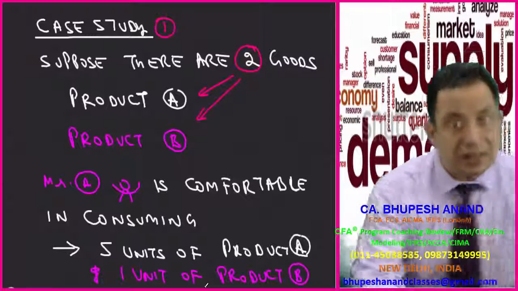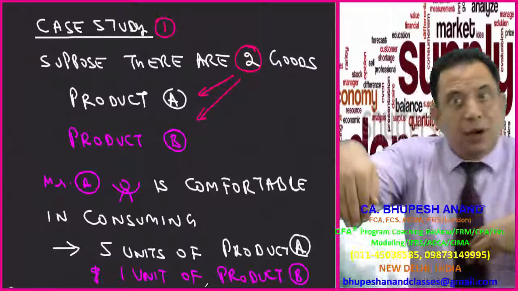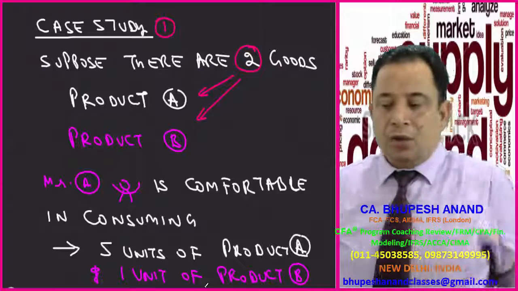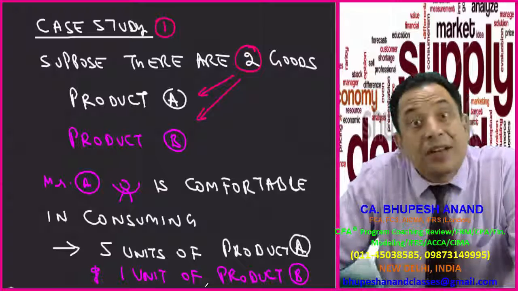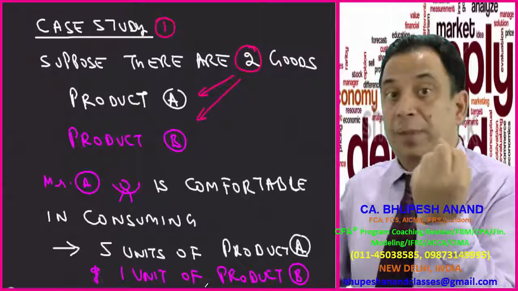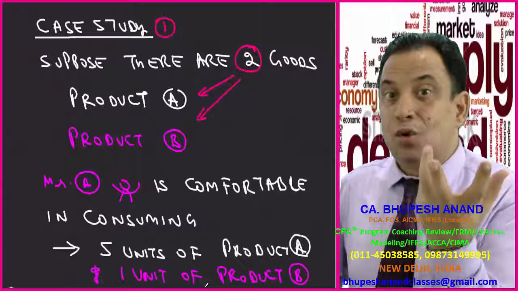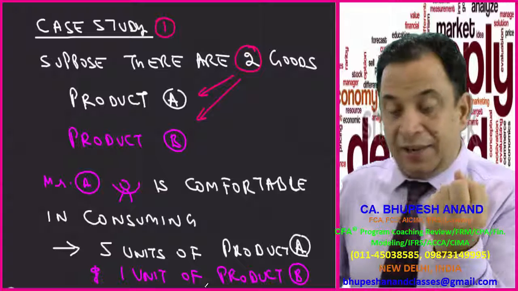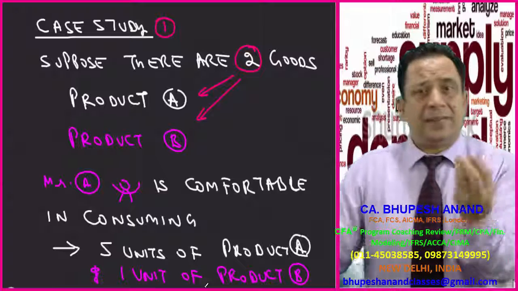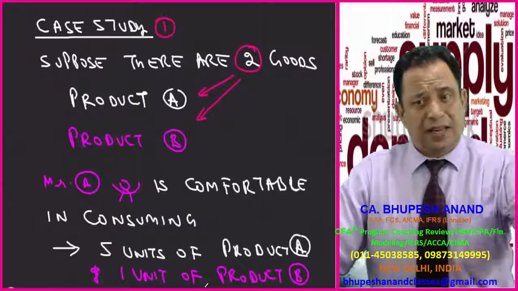Now with the help of a case study, we can go deeper into the intuition behind the actual meaning of an indifference curve. Suppose there are two goods, and this will help you in understanding the basic logic of the main study sessions. Supposedly there are two goods, one is product X and second is product Y, or product A and product B. I will be representing one product on one axis and another product on the other axis.